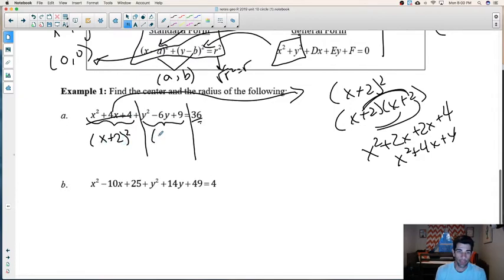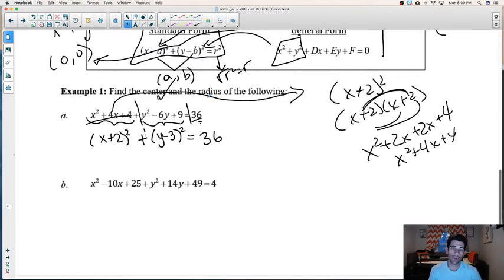Here, that's what we looked at earlier. That's y minus 3 squared. 3 times 3 is 9, and negative 3 and negative 3 is negative 6. Now that all equals 36. So if you step back for a second and look at what we just did there, this should be familiar to you. That's the standard form of a circle.